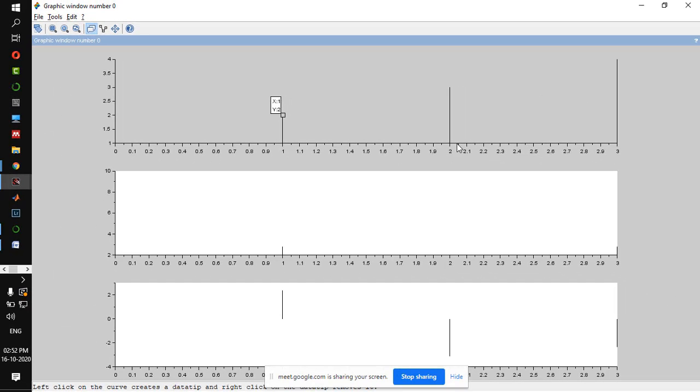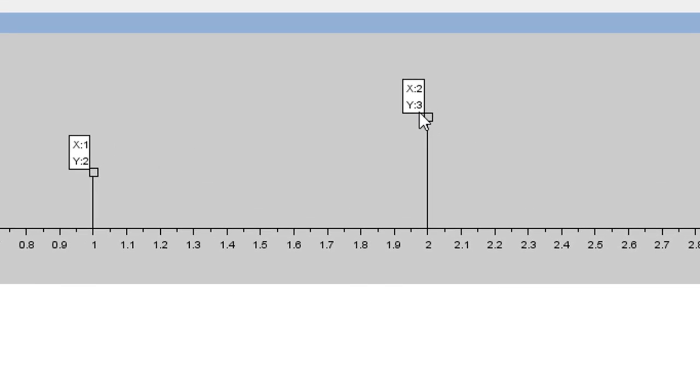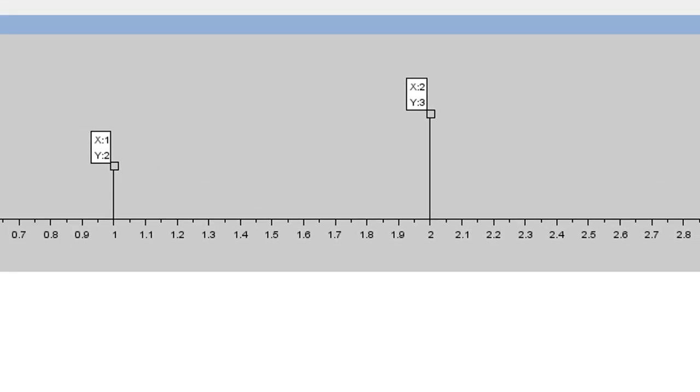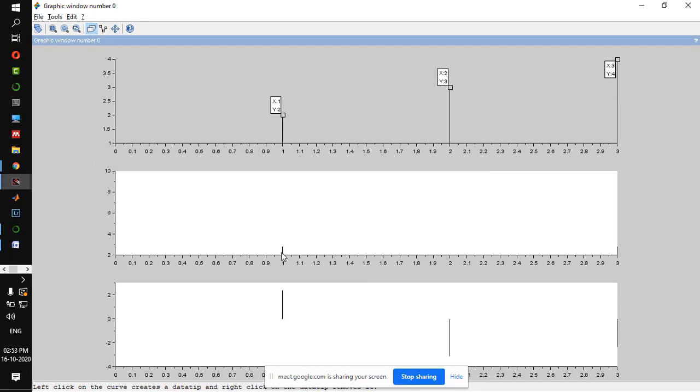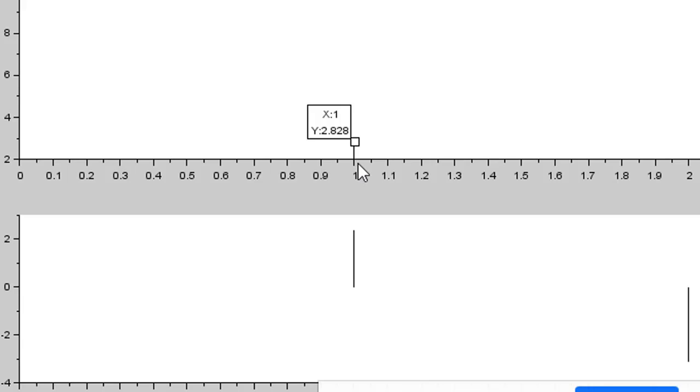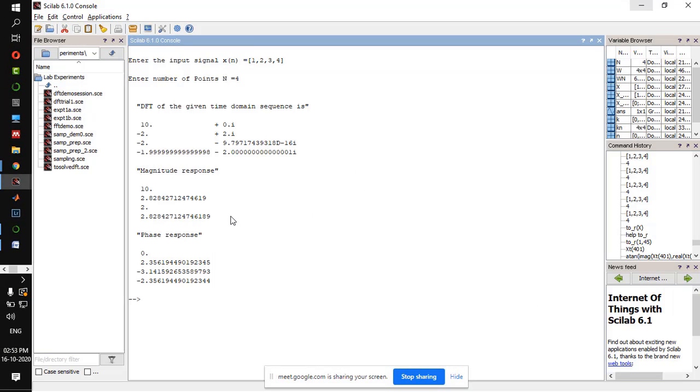Now if I just click on this step, I get this value. And if I click on this step, I get to see this value. Similarly, if you want to see at k is equal to 1, what is the magnitude? It is 2.828, right? And this is 0, I guess, and this is also 2.828. So is this fine?